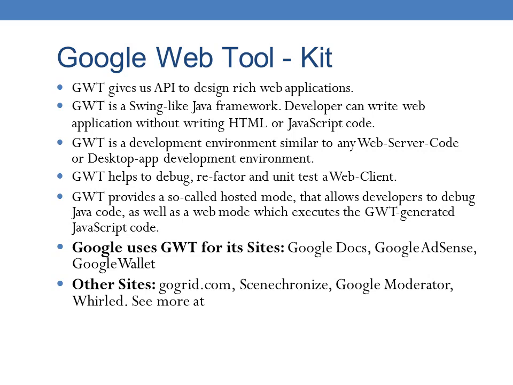Google uses GWT for its sites: Google Docs, Google AdSense, and Google Wallet. Other sites are available, GoGrid.com and Synchronize and Google Moderator, World, and see more. So these are all front end tools of clients using this type of API.